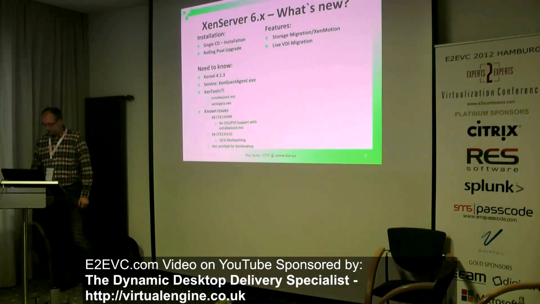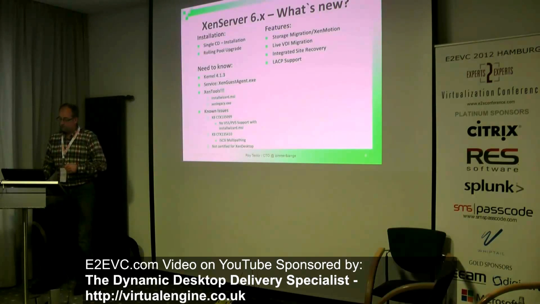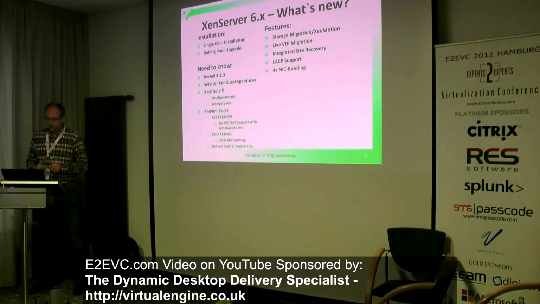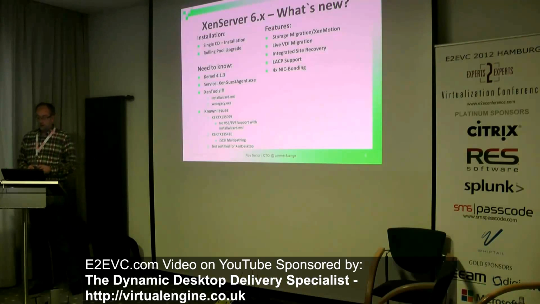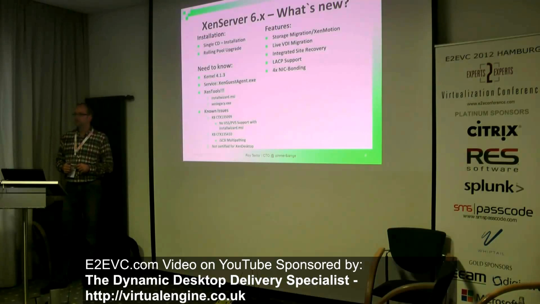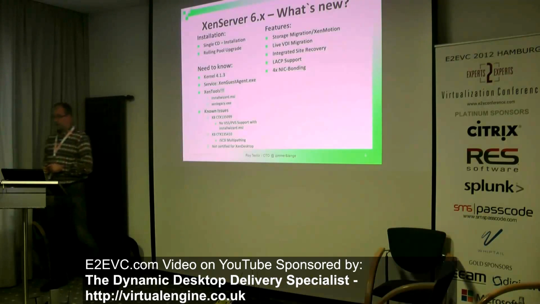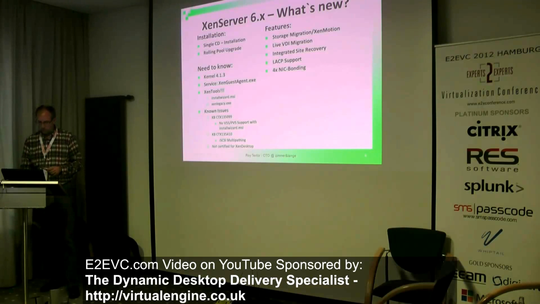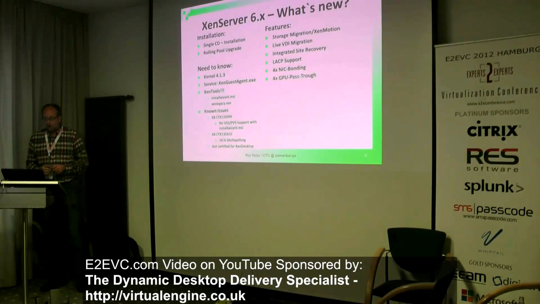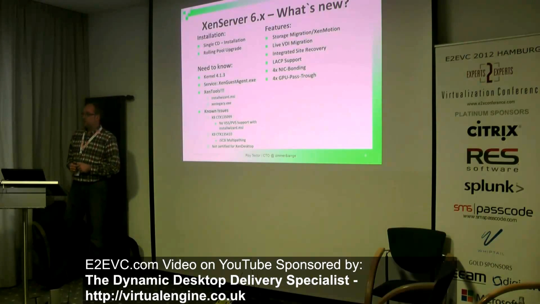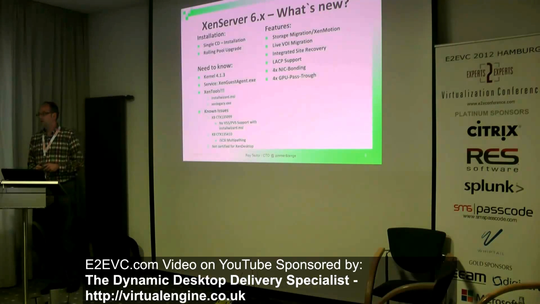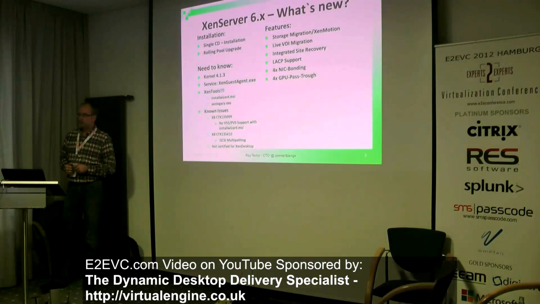Even VM migration, integrated site recovery, and LHCP support are included in 6.1. Even 4 times NIC bonding. What we learned yesterday is that Hyper-V supports up to 32 NICs for teaming. XenServer only supports 4 NICs at this time in an active-active bond. 4 times GPU pass-through is supported, so you can put 4 GPUs in your server and also into your virtual machines.